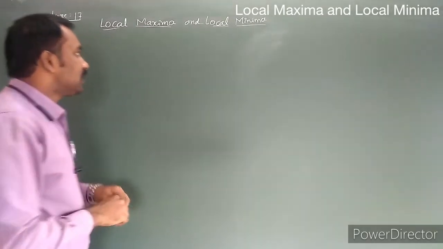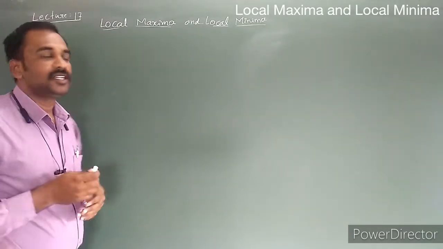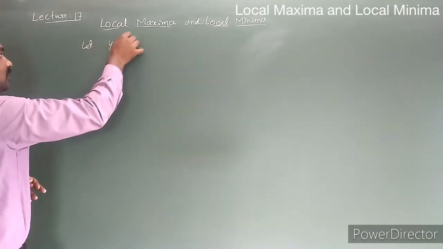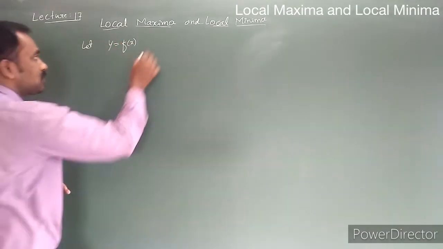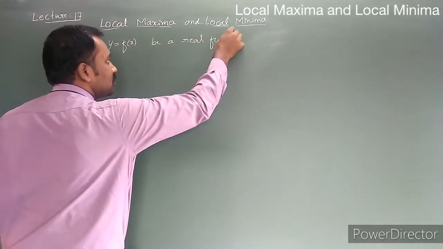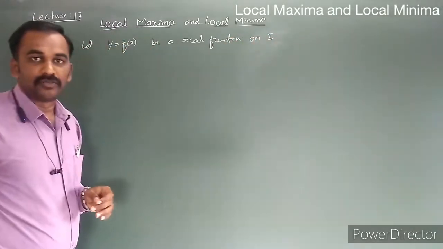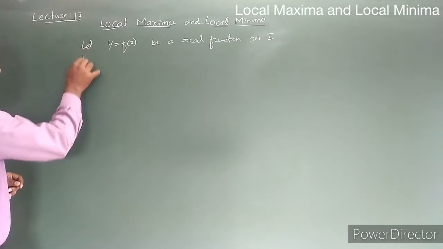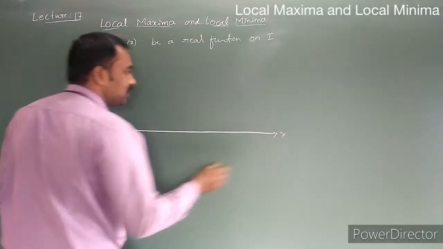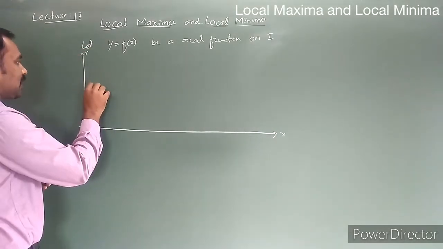Now in this video we will come to know when we need to say local maxima and local minima. For that, I consider one function. Let y is equal to f of x be a real function defined on an open interval I. Suppose the graph of the function is like this. Not exact one, suppose it might be like this.